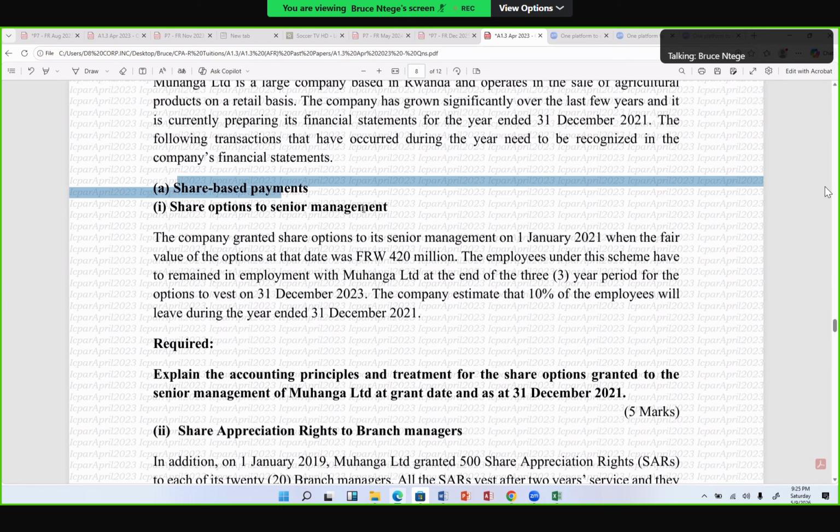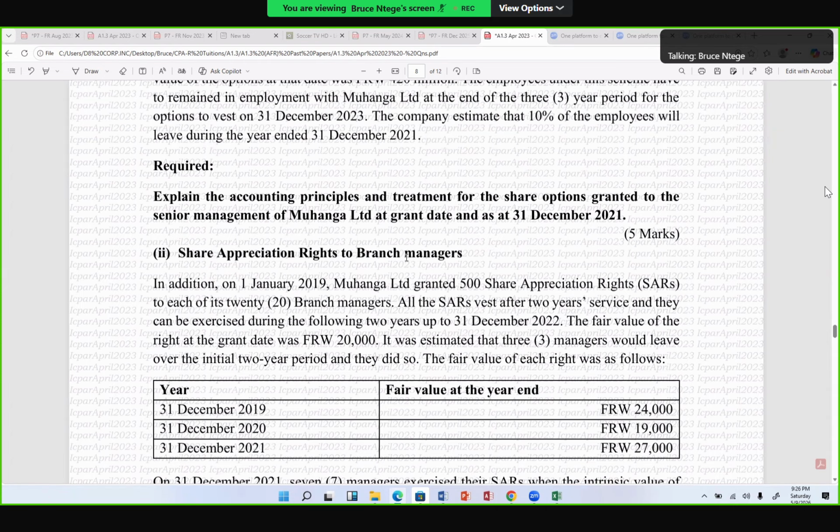In part 2, they have also given share appreciation rights to branch managers. Again, branch managers are employees. Share appreciation rights are an example of a cash settled share-based payment, which is part 2. So one question has both the equity settled and the cash settled. For both, the counterparty are employees. The equity settled share options are for senior management, those are employees. The cash settled share appreciation rights are for branch managers, those are employees.